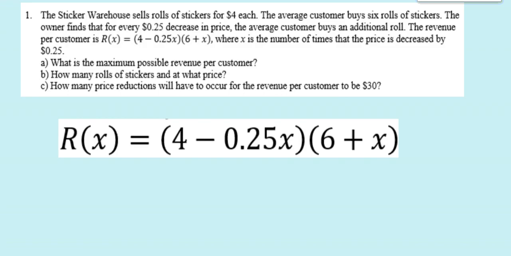Here's the question. It says, the sticker warehouse sells rolls of stickers for $4 each. The average customer buys 6 rolls of stickers. The owner finds that for every 25-cent decrease in price, the average customer buys an additional roll. The revenue per customer is this formula, where X is the number of times that the price is decreased by 25 cents. And then we have some questions to answer.